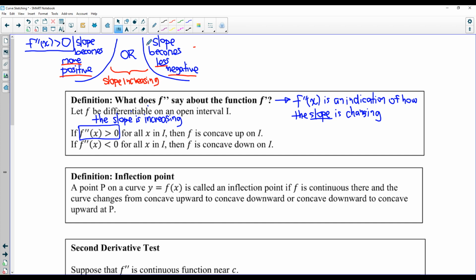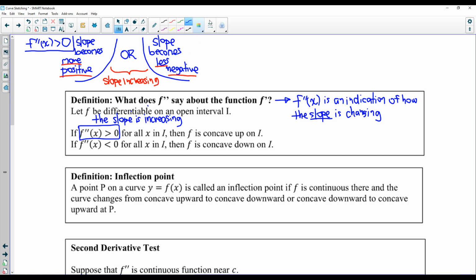Like maybe on the right here, you start off with a slope value that's negative 10, and then you end up with a slope value that's negative 1. Because you're going from negative 10 to negative 1, your slope value is increasing despite the fact it is still negative.